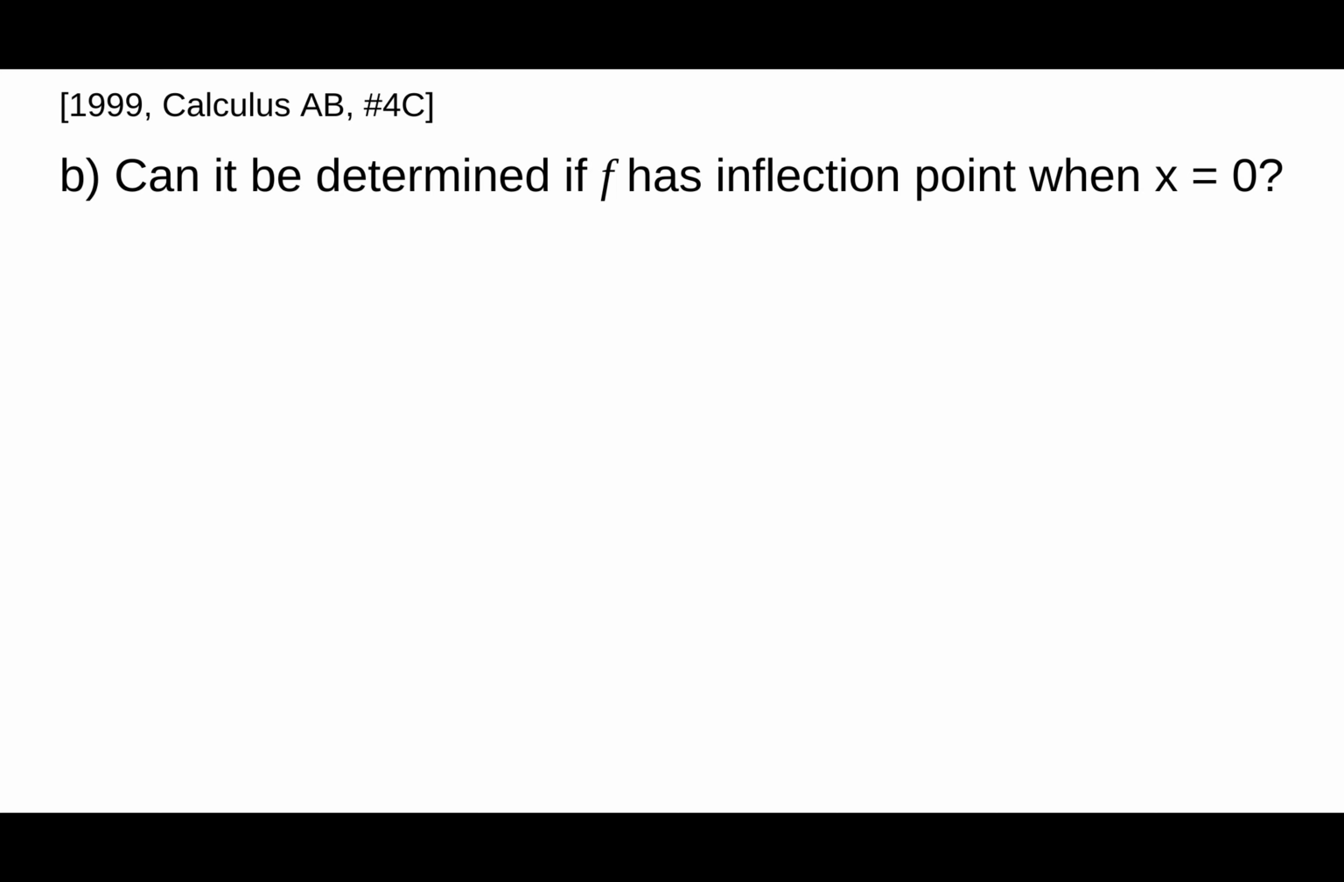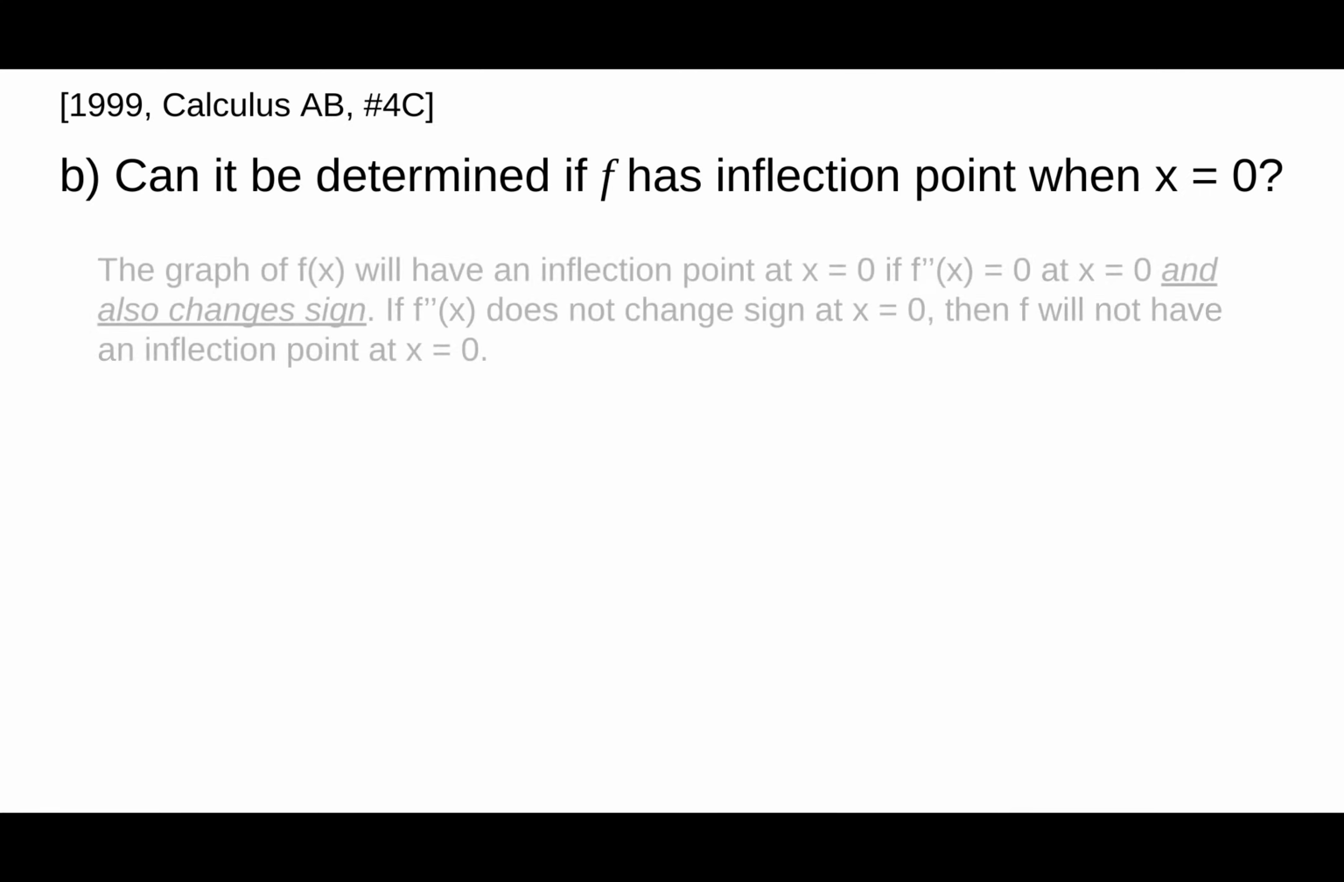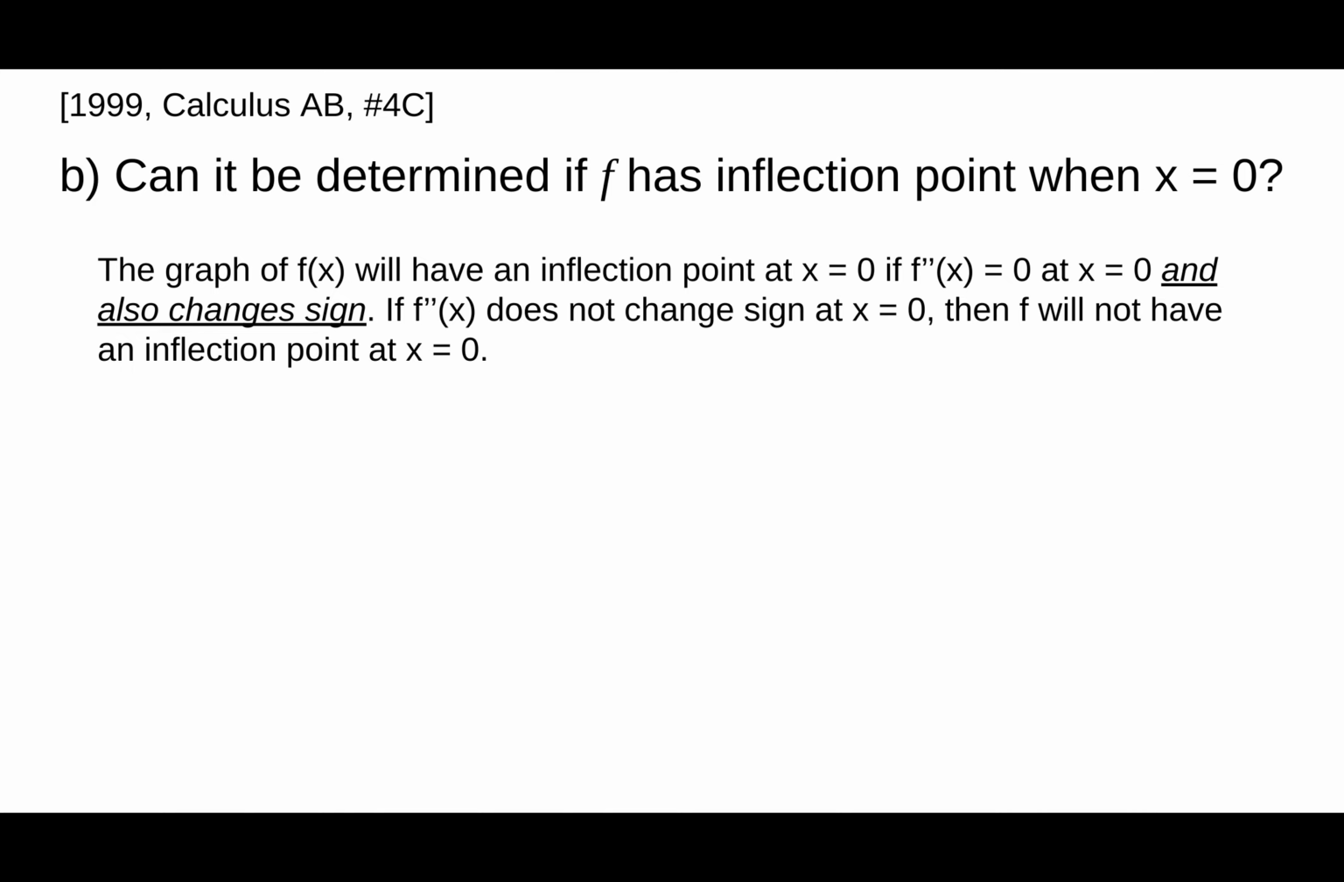In part B of the question, we are asked to determine if there is enough information to know if f has an inflection point when x is 0. So about inflection points, we know that the graph of f will have an inflection point at x equals 0 if f double prime of x is 0, if the second derivative at x is 0, and in this case at 0, and would also have to change sign. If f double prime of x does not change sign when x is equal to 0, f will not have an inflection point at x equals 0.